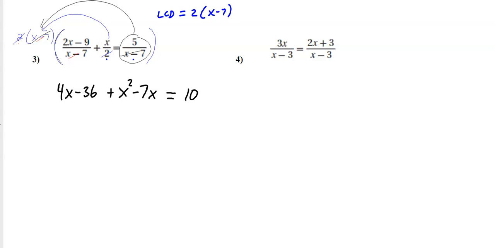So again, no denominators. They're all gone. Kind of works easier if you're in class and you can see my hand and I cover it up with my hand, but we'll do our best. x squared plus 4x minus 7x, that's minus 3x. I've got to move the 10 over. So move the 10 over. I don't know why I got 4x minus 36. That should have been 4x minus 18. That 2 times that 9 is 18. So minus 3x minus 28. So I had to subtract 10 from both sides.